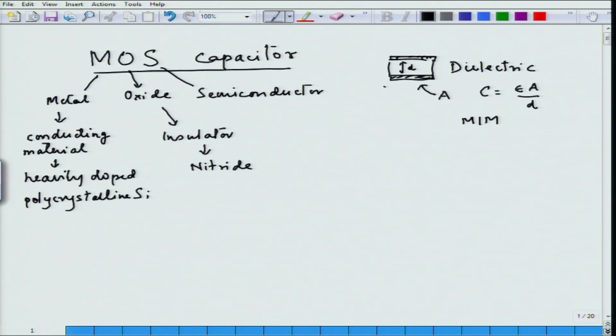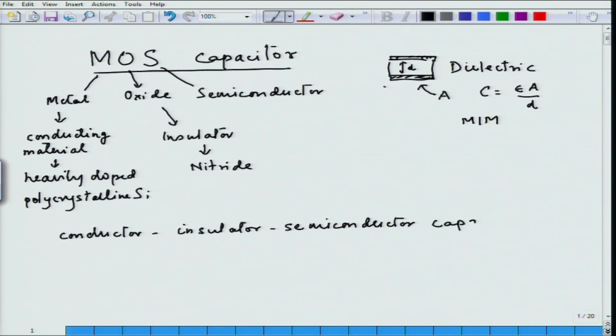In that case, we should probably use the term conductor insulator semiconductor capacitor, but that would be very lengthy. Hence, although we may change the identity of M and O, we continue to use the acronym MOS capacitor, and just keep in mind that it does not mean that the metal has to be normally a metal. So, we will continue to use the generic name for these kinds of devices as MOS capacitor.